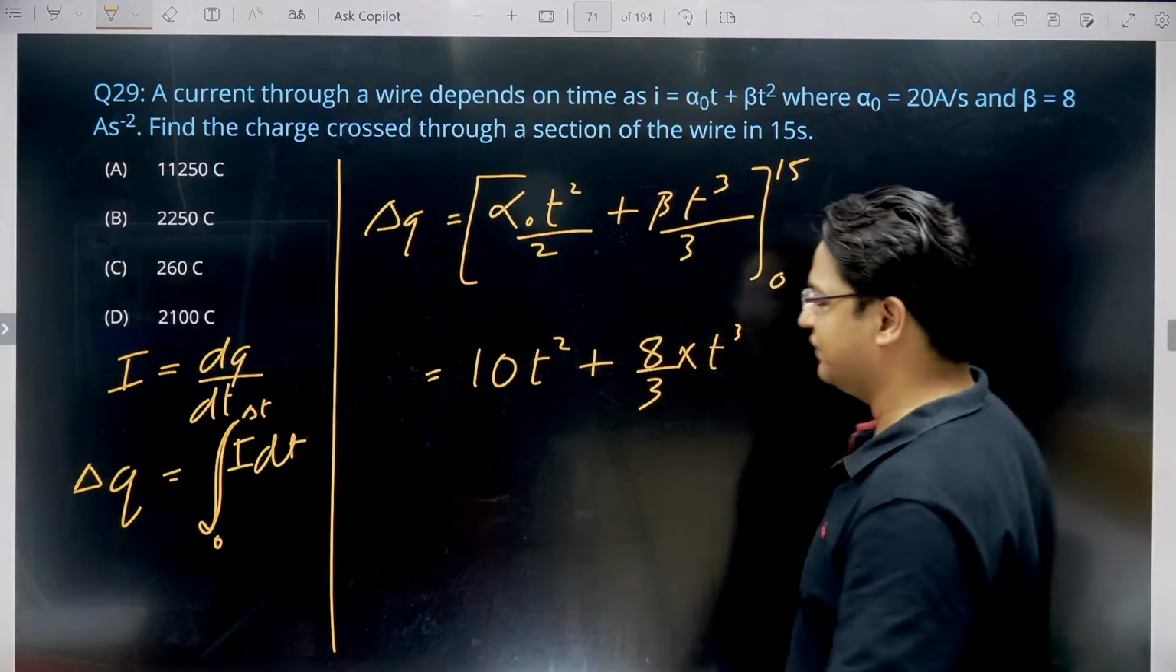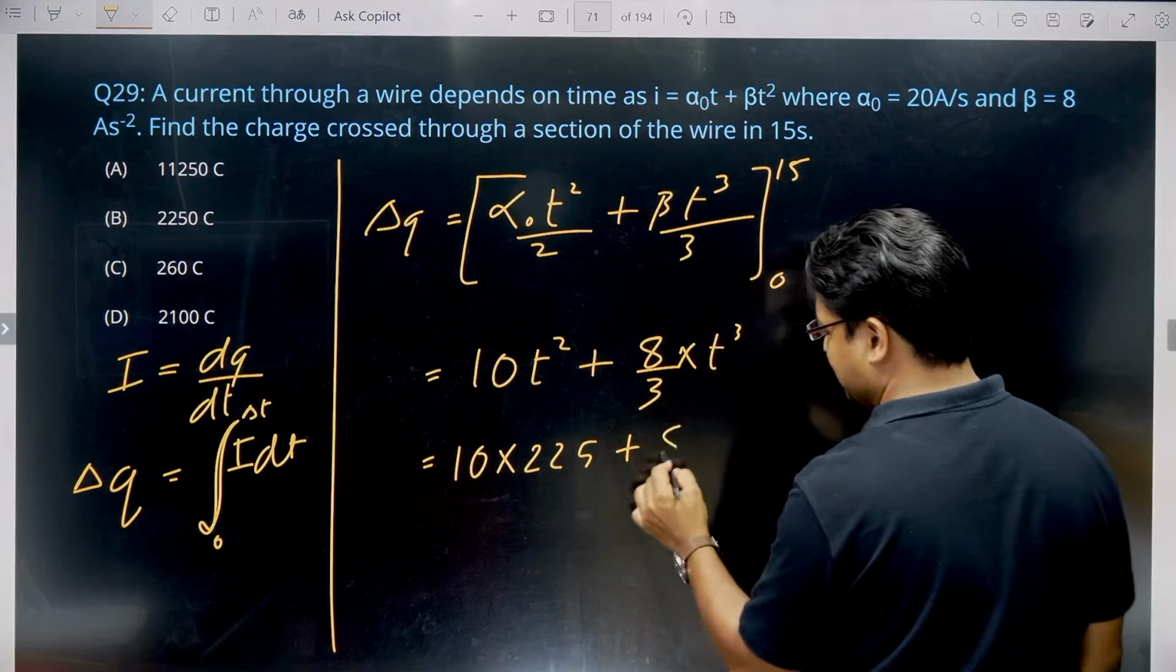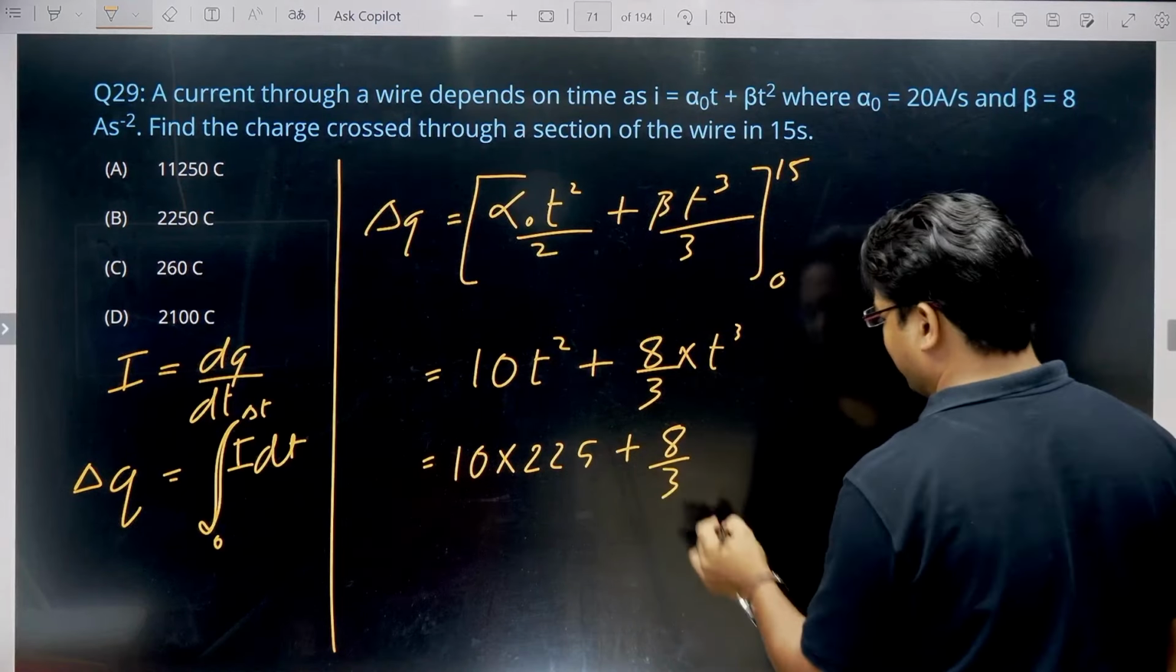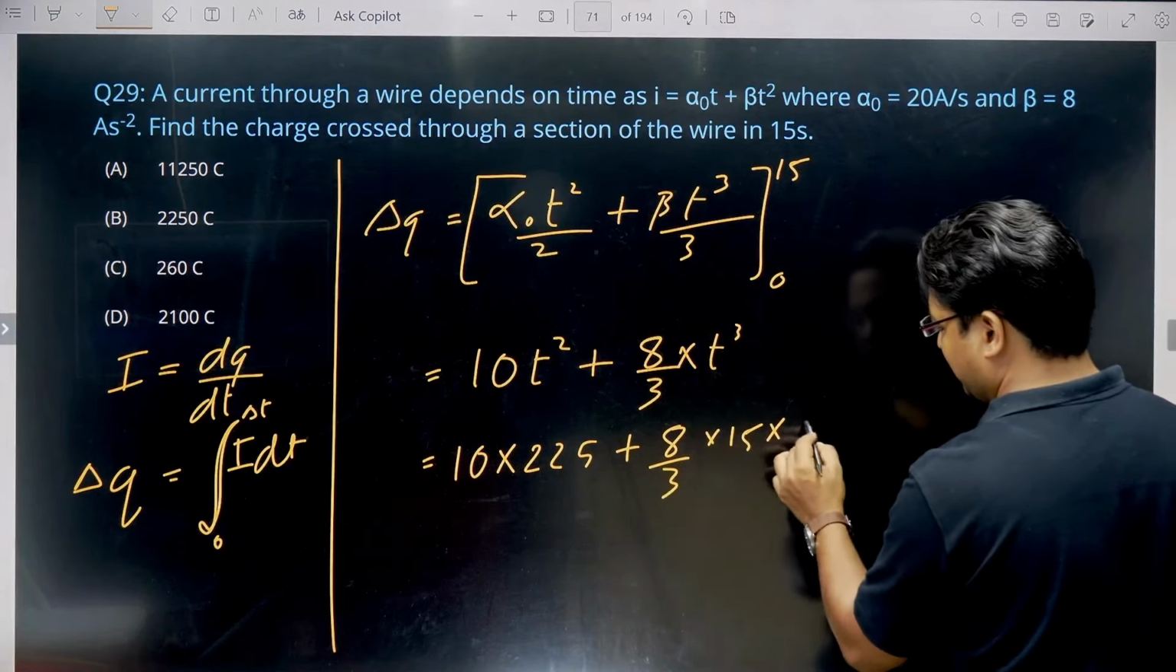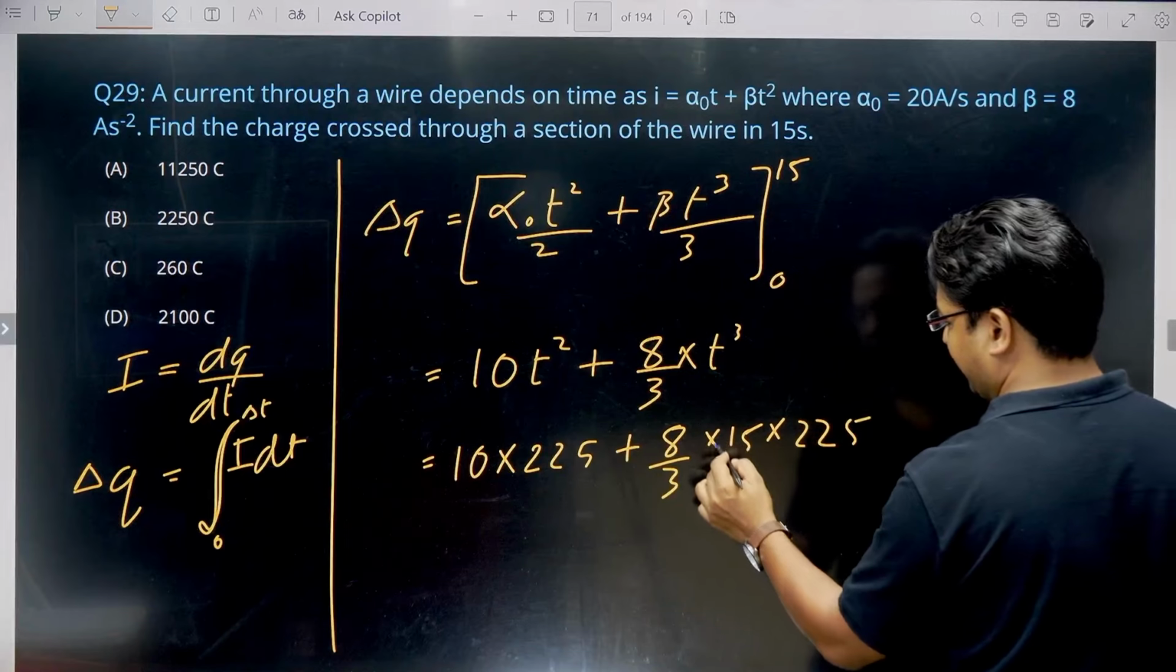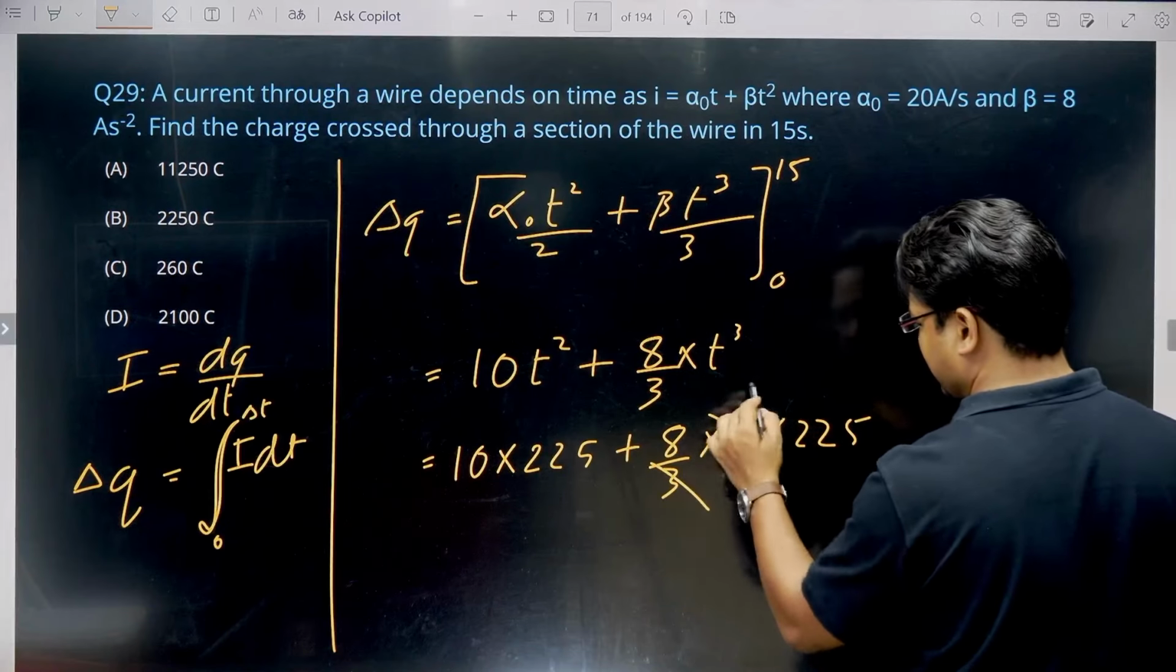I'm going to substitute, so it will become 10 into 15 square, that is 225, plus 8 by 3. This t cube I'm going to write as 15 into 225, that is 15 into 15 into 15. So this 3 cancels here, it becomes 5.